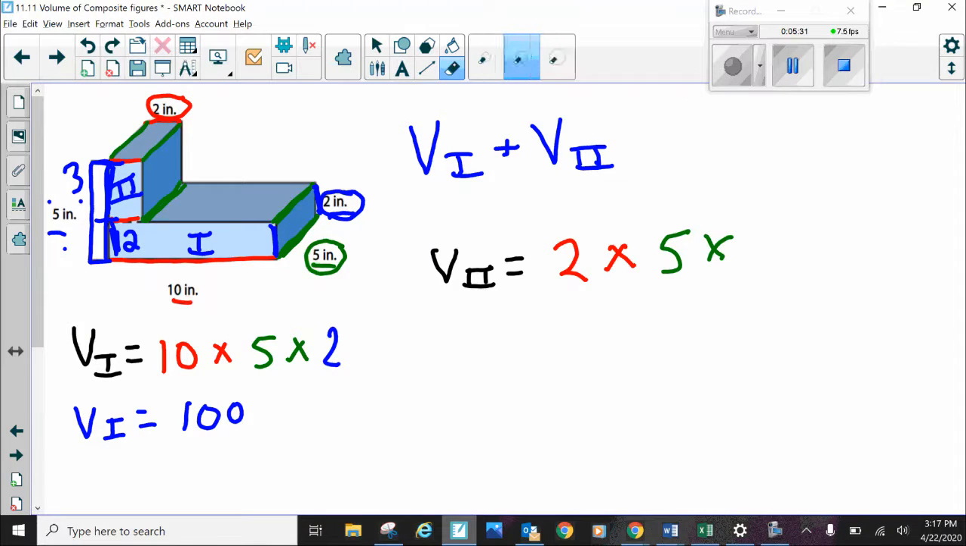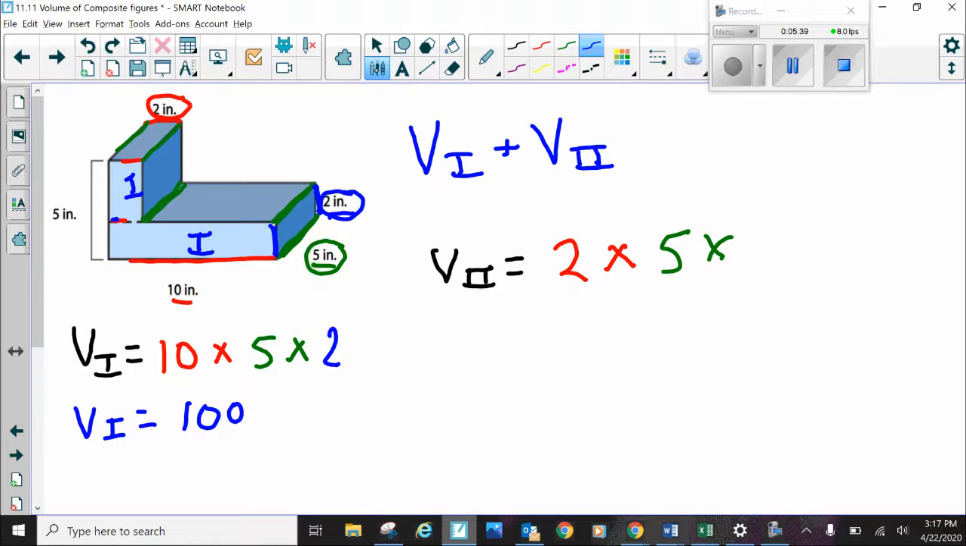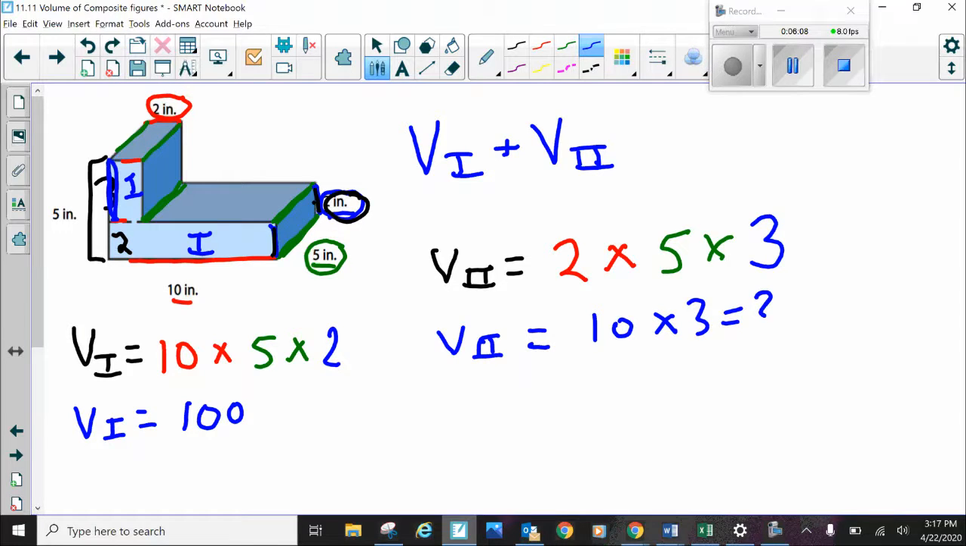Let's erase some of this mess here. Okay, so if I know that the whole height is 5, and I know that this bottom part is 2, and I know that because the height of 2 is right here, then I know that the missing piece here is 3. And that 3, this piece right here of 3 becomes my third dimension. And now I just multiply. The volume of composite figure 2 is 10 times 3, which is equal to 30.